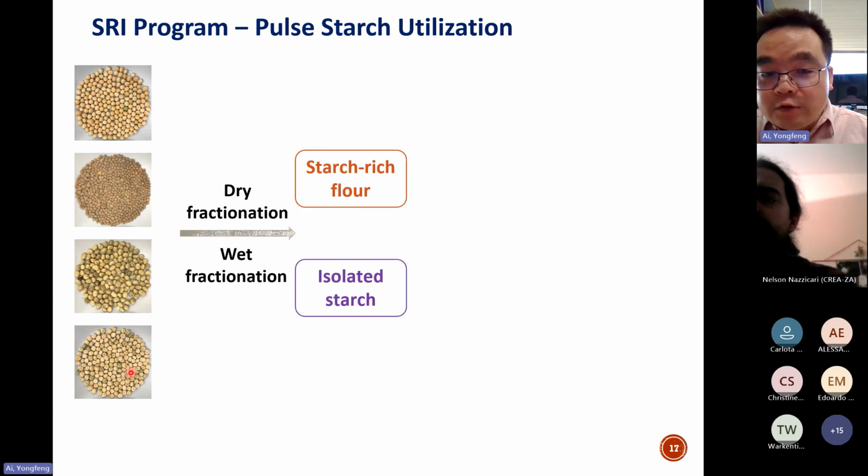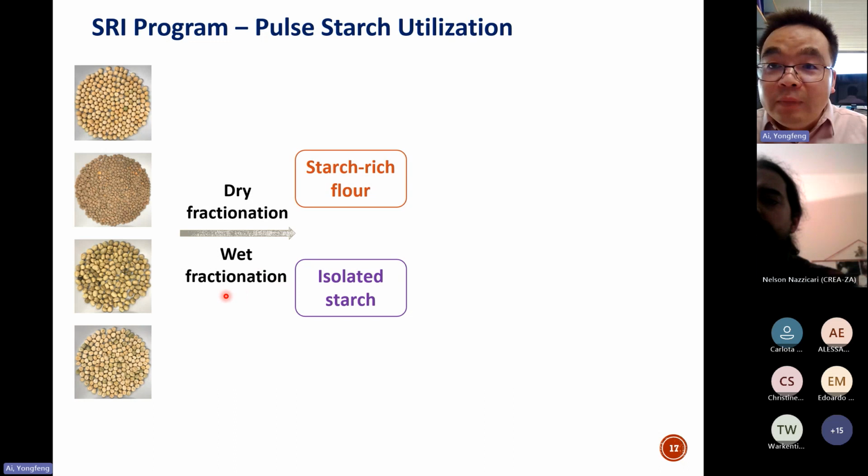So the first thing we try to do is improve the dry fractionation and the wet fractionation methods we currently use in the market. In the interest of time, I'm not going to go into that, but we did develop some very good technology that can extract 18% more protein in different varieties through dry fractionation. Also, one of the master students in my group tried to control the temperature and pH during wet fractionation. We can obtain isolated starch and protein isolate of very good quality.